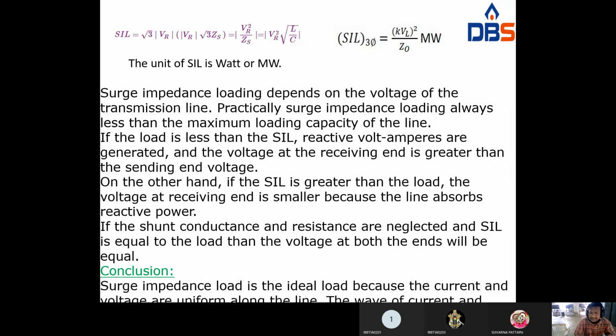Surge impedance loading depends upon the voltage. Why? Because look at the formula. Surge impedance loading is equal to V square by ZC or ZS, right? That means surge impedance loading mainly depends upon the voltage of the transmission line, and it is also the square of the voltage, right? So that's why practically surge impedance loading is always less than the maximum loading.